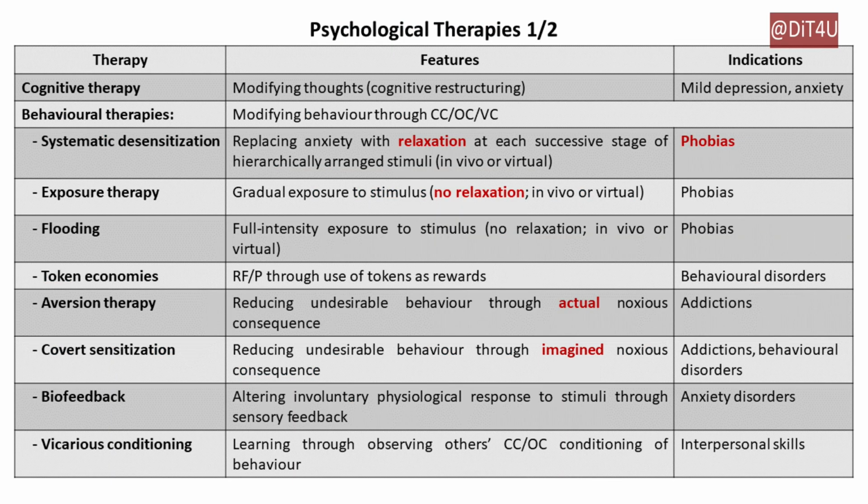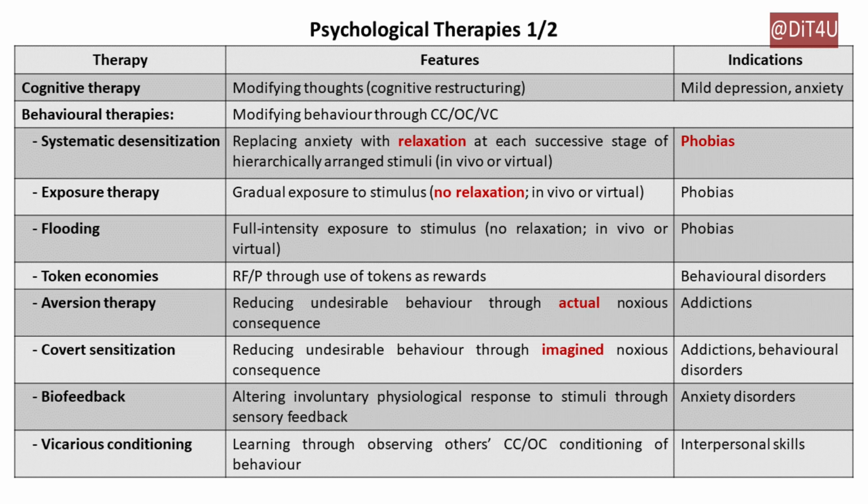Summary of psychological therapies: cognitive therapy, modifying the thoughts, or cognitive restructuring as it is called, which is used in mild depression or anxiety. Behavioral therapies modify the behavior by using classical conditioning, operant conditioning, vicarious conditioning, and all those things. Example: systematic desensitization, replacing anxiety with relaxation.